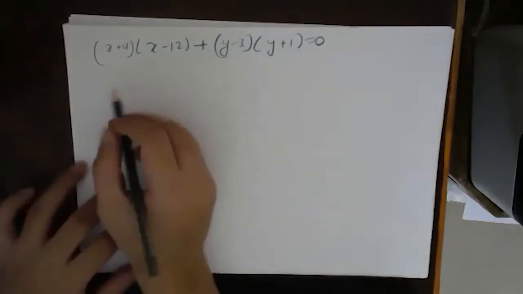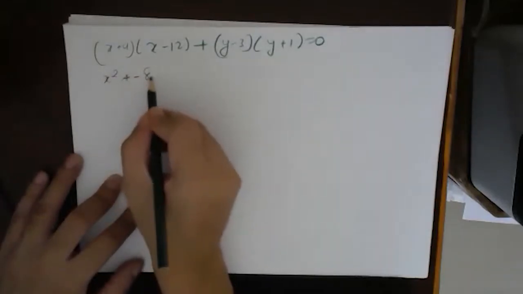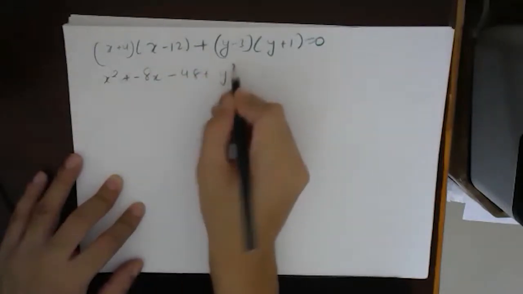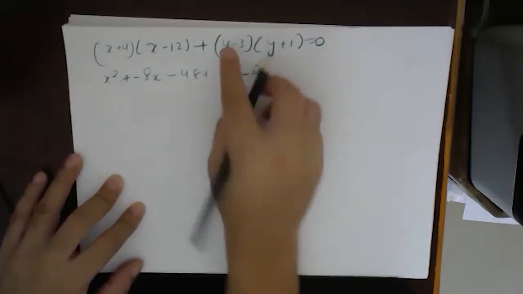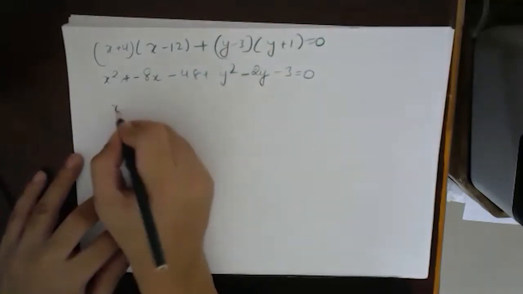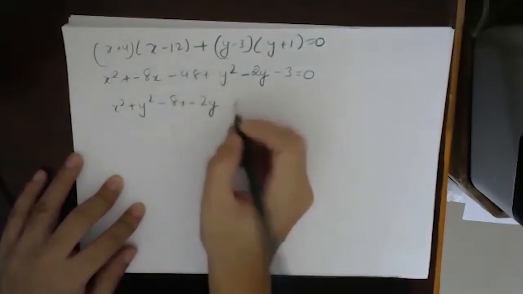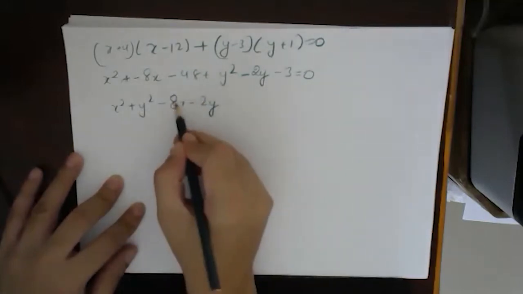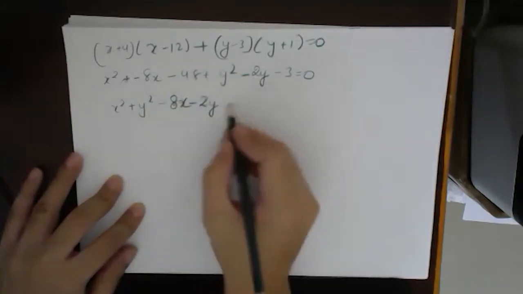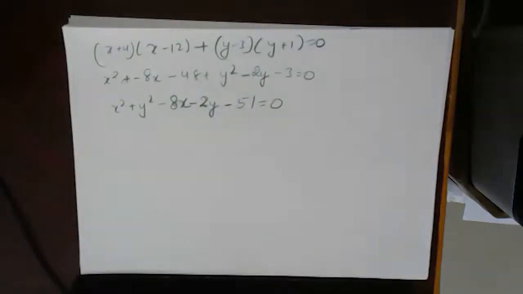Okay, so if I solve this, this will become x square minus 8x minus 48 plus y square minus 2y minus 3 equal to 0. So the equation of the circle will become x square plus y square minus 8x minus 2y minus 51 equal to 0.